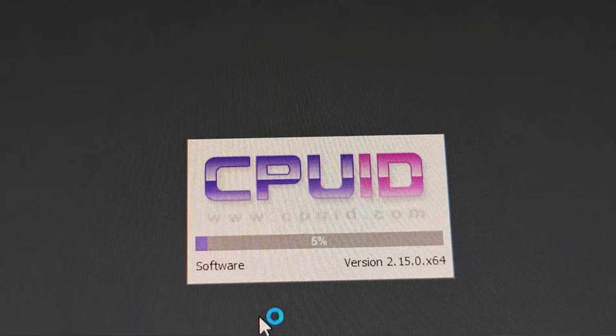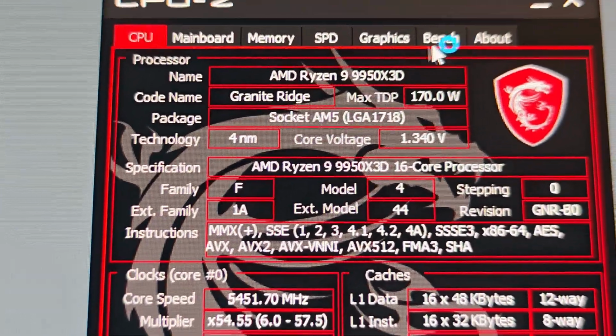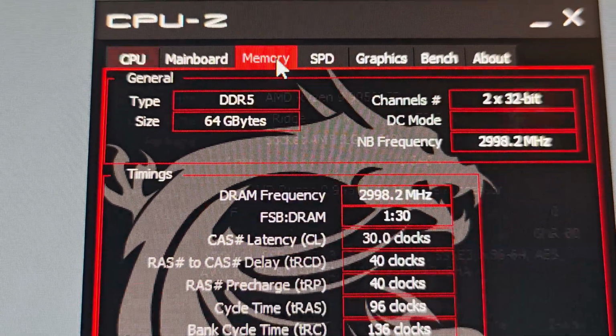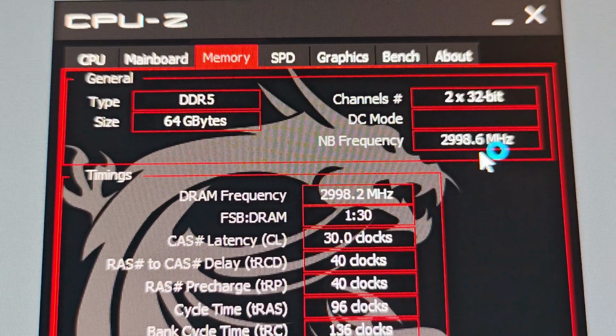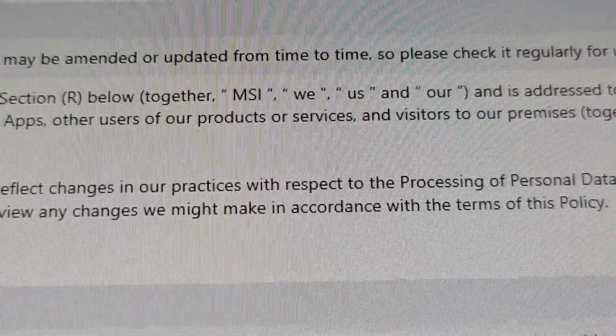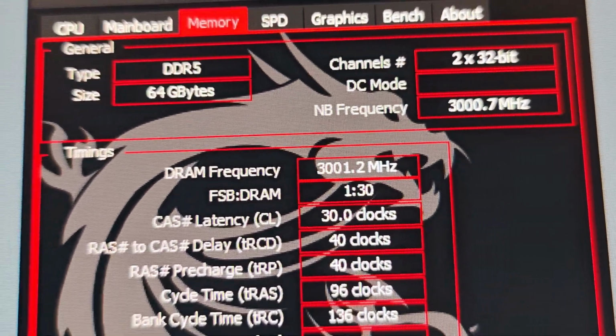Next, you can download the software called CPU-Z at cpuid.com. Then go to the memory tab, and it should show you 3K. Again, 3K because we are talking about DDR. And as you know or don't know, DDR stands for double data rate. So basically, if you see 3K, it's good.